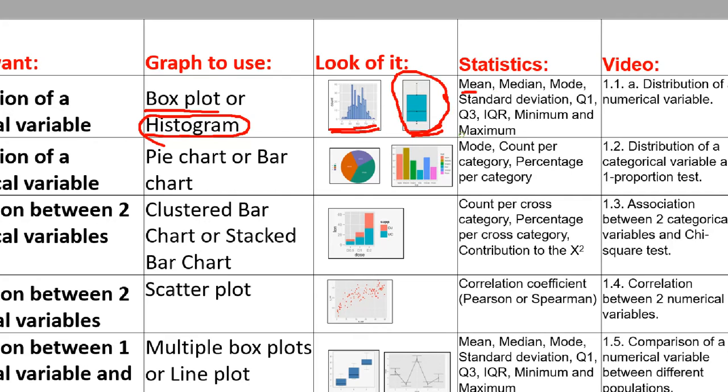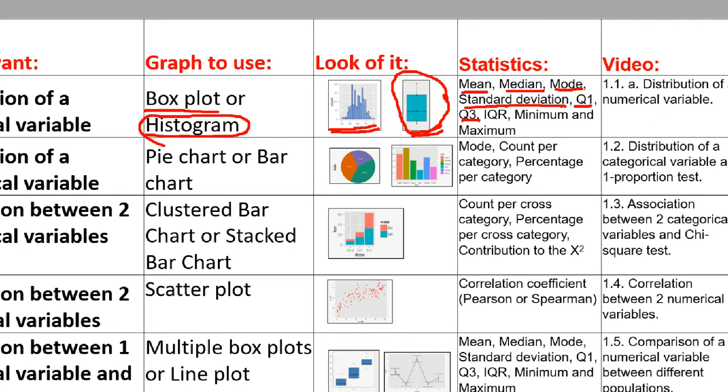The statistics, so the mean, the median, the mode. So we will see the descriptive statistics that you should report when analyzing a numerical variable. You should give the Q1, the first quartile, the third quartile, and so on.